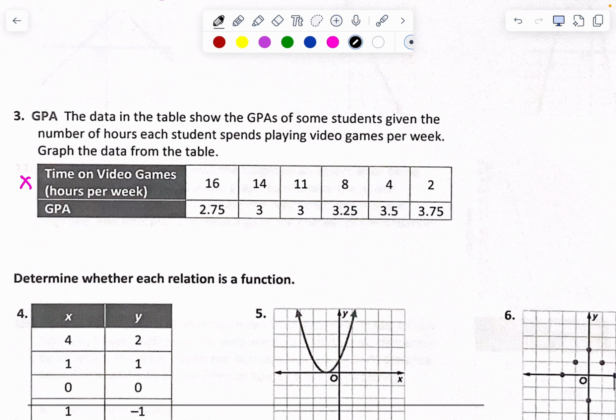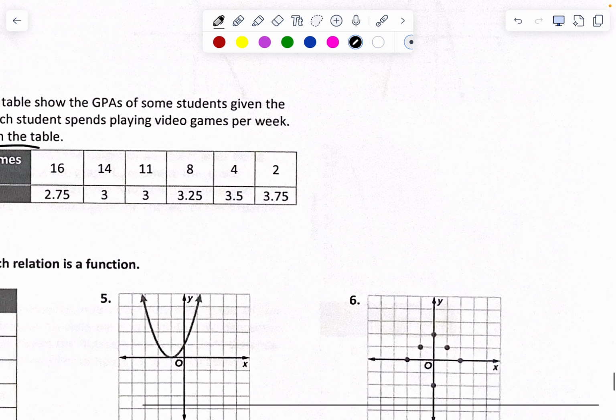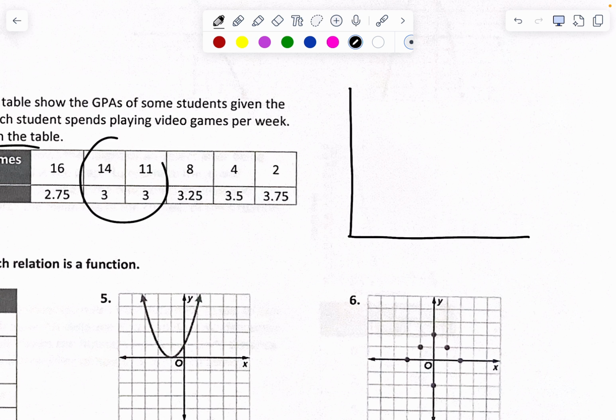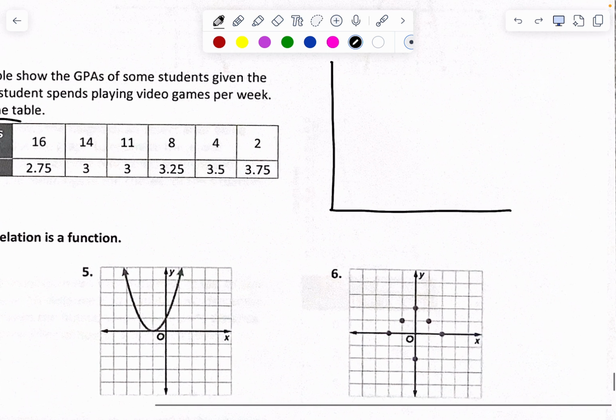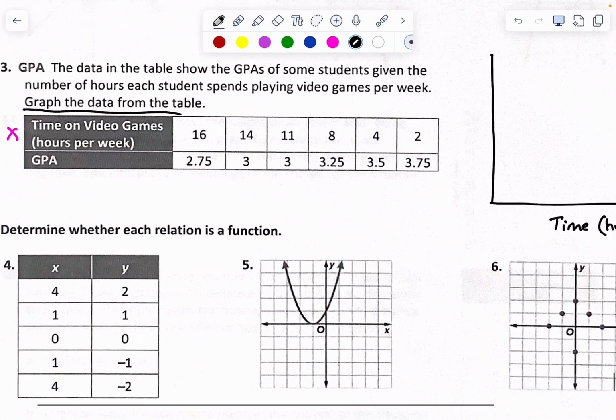Whatever. Graph the data from the table. That's all we're trying to graph, right? This is going to look somewhat linear, but not completely, right? Because we have 2 that are at 3, right? Okay, but that's okay. We want time, and we want that to be our x-axis. So I'm going to go time in hours, and I'm going to go over here. This is going to be GPA, right?